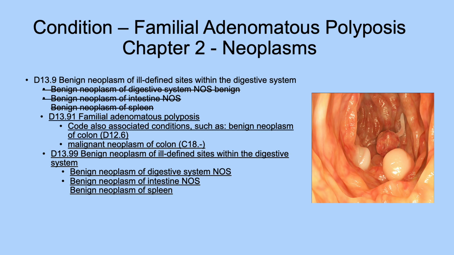First, let's start with Chapter 2, Neoplasms. So previously, these were inclusion terms under D13.9. Now it has its own code: familial adenomatous polyposis. So this has its own code now, and then you have other conditions. But this is now a specific code.